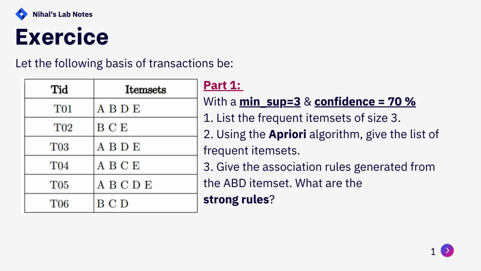For the first part, they say with the minimum support equal to 3 and confidence equal to 70%. The first question is, list the frequent item sets of size 3. The second is, using the a priori algorithm, give the list of frequent item sets. The third is to give the association rules generated from the ABD item set. What are the strong rules? So let's see question by question.